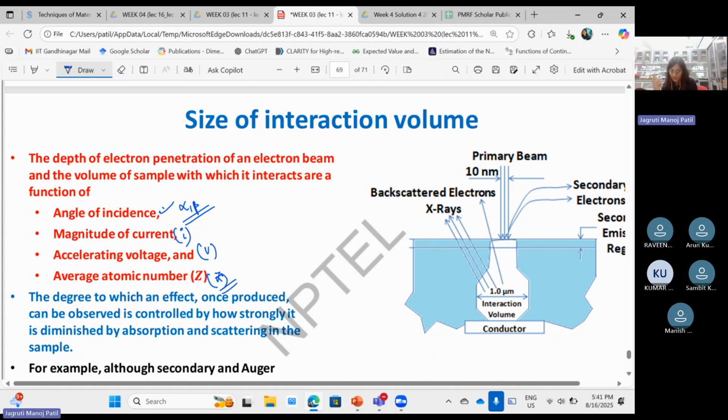Because of that, how energy will come. The accelerating voltage, the voltage that you're passing through, the magnitude of current because of the electrons, and hence your first is nothing but the angle of incidence. So these are the parameters on which your depth of penetration will depend, but also the volume of the sample, because here you have your atomic number. If it's a high atomic number, that will also cause a different effect, so accordingly its interaction volume would be smaller.